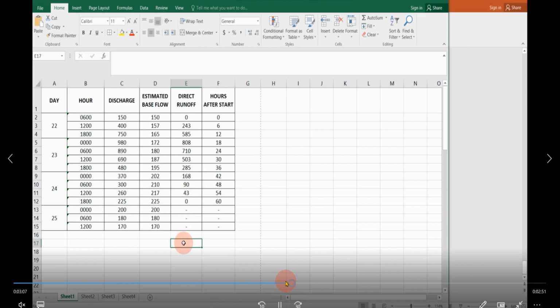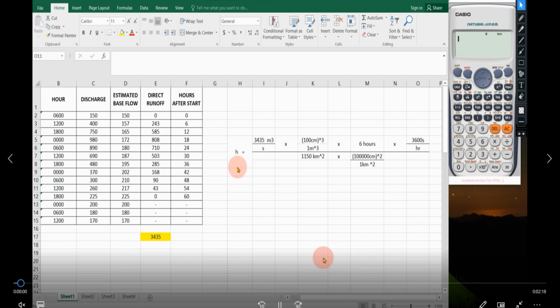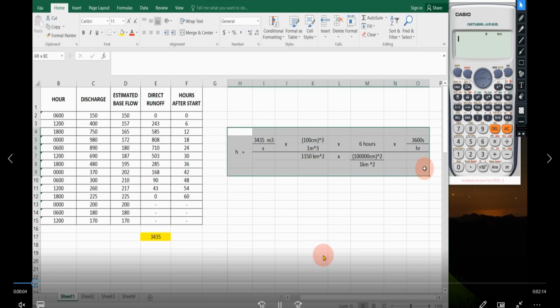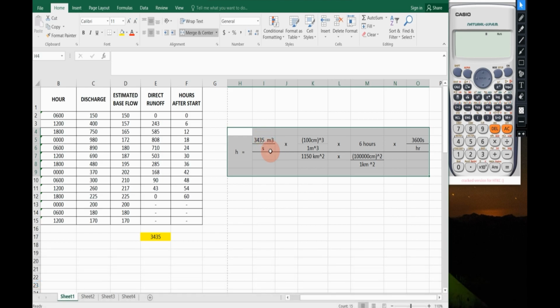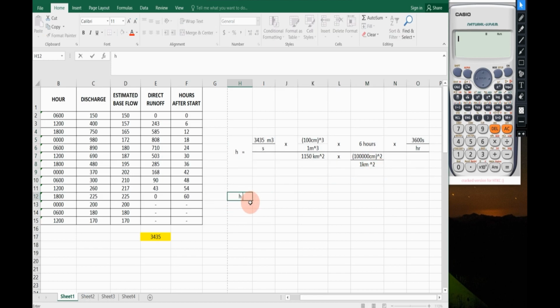We will now take the summation of the direct runoff, because to be able to determine the unit hydrograph ordinate, we need to divide the summation of the direct runoff by the drainage area. So we have 3,435 cubic meters per second. And here is now the formula. I just converted 3,435 cubic meters per second into cubic centimeters per hour. Be informed that in solving this, the units must be in uniformity.